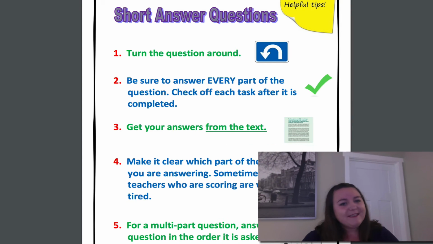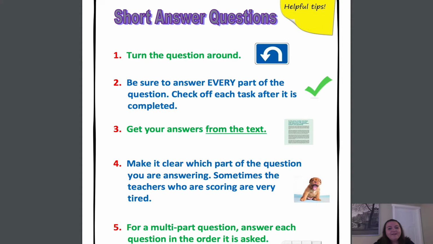Here are some tips for answering short answer questions. Number 1, make sure that you're including the question in your answer. That's what it means to turn it around, is just to restate it. Number 2, be sure to answer every part of the question. A way that you can do this is to check off each part of the question as you go. So if it's a multi-part question, put a check mark after each part to make sure you've got it.